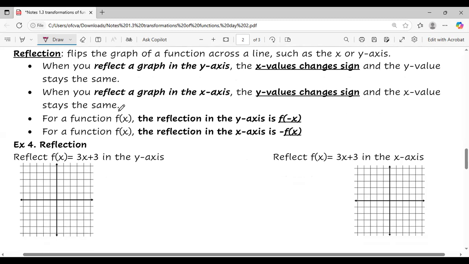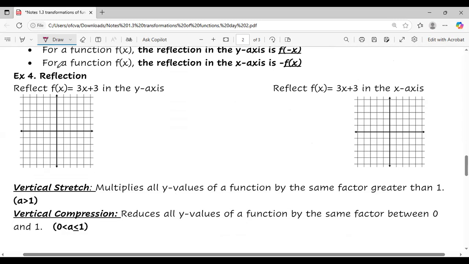So for a function f of x, the reflection in the y-axis is inside with x. For a function f of x, the reflection in the x-axis is outside of x, so it's the a value. And remember, this is the one that we're really going to focus on. So let's look at this right here.